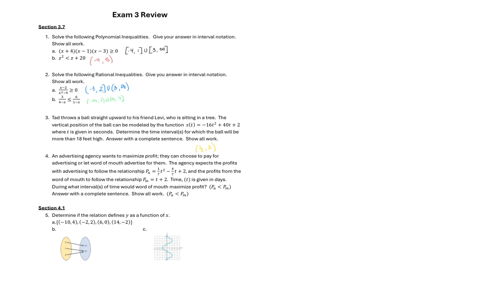All right, for this next problem, it's asking us for during what intervals would word of mouth maximize profit. So it's giving us these two equations. I want to know when this equation is less than t plus 2. So again, this is pretty standard. We're going to set this equal to 0, minus t minus 2.